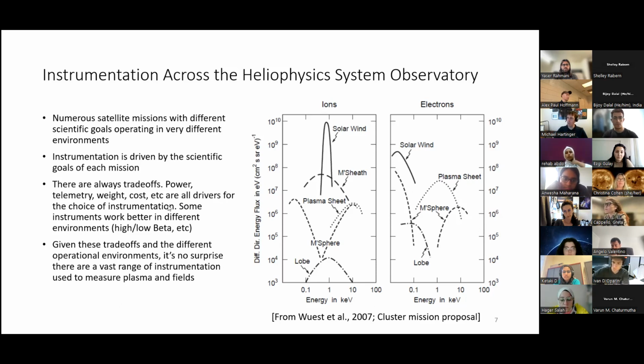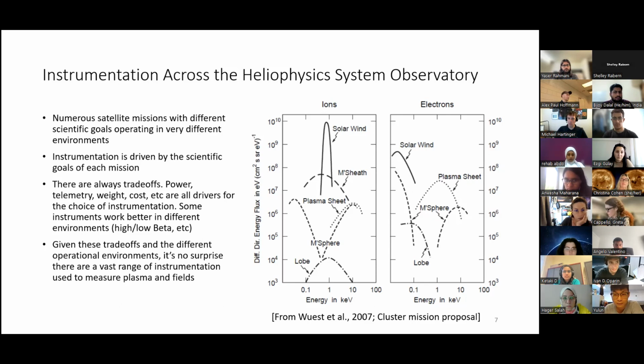Sometimes you might want to build a really fancy particle detector that can measure a vast range of particles, but you only have the money and the power to build one that can measure solar wind, for example. And some instruments work better in different environments, like high versus low beta plasma. If you're flying a mission to the Earth's ionosphere, you might use one technique to measure an electric field, whereas if you're flying into the outer magnetosphere, you might use a different technique to measure the electric field. That's why you get this vast range of instruments used to measure plasma and fields. There's no way I could possibly cover all of them today, but I'll give you some high-level things that relate to two instruments that are common to all instruments that you might look at.